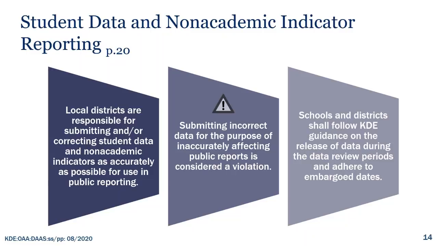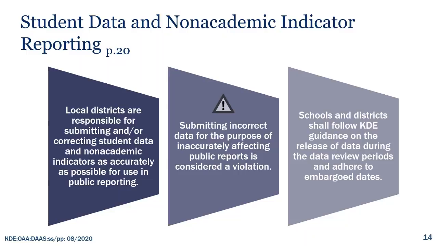Embargoes are placed around different types of data at multiple times throughout the year. The embargoes are in place to allow the review of data for accuracy before the data is released to the public. Releasing embargoed data can result in misinformation being shared and inaccurate data being used for decision making. KDE clearly communicates embargo time periods as well as when the data is available to the public. A violation of the embargo could result in not having early access to future pre-release data.